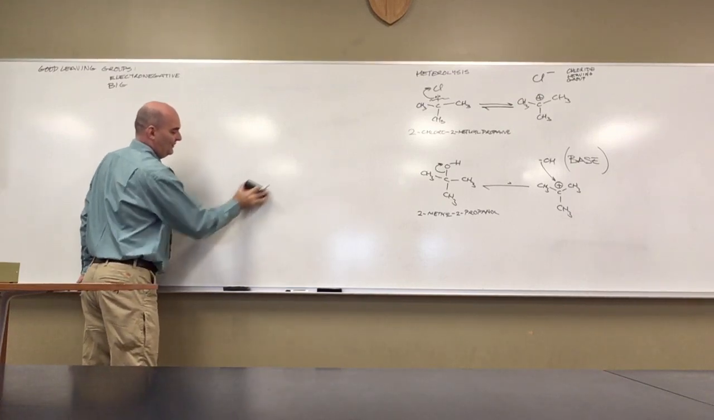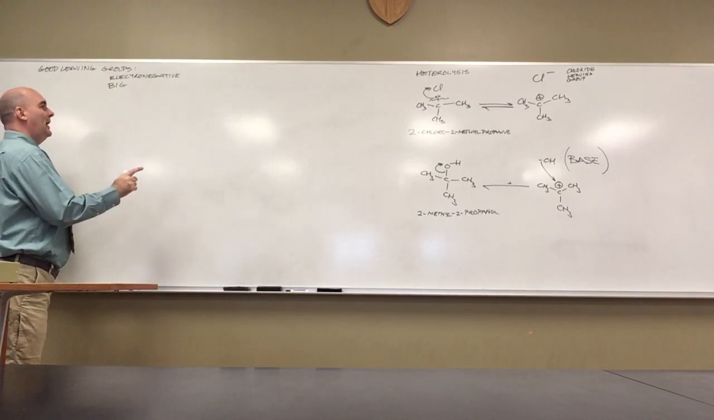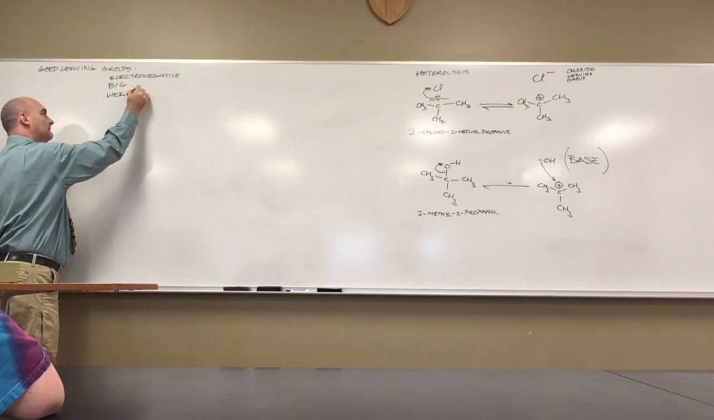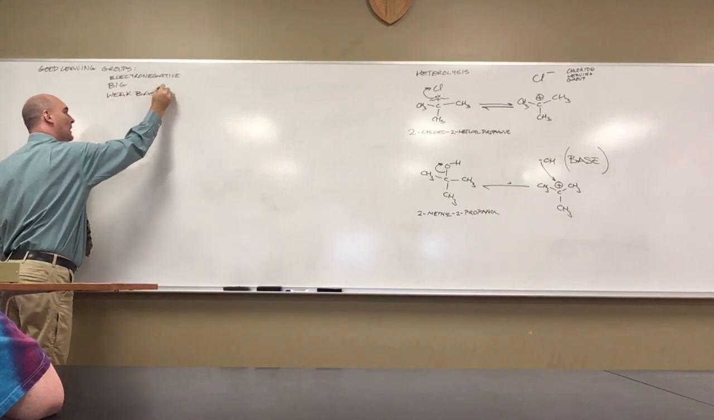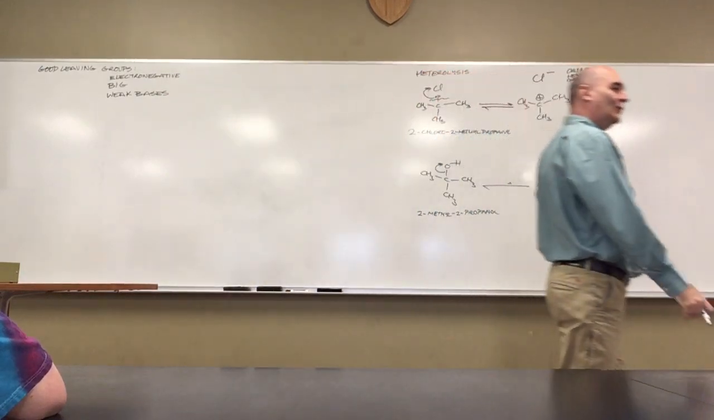So if the atoms are big and electronegative, fluorine is not a good leaving group. Big and electronegative, hey, I've got an advantage. And then they cannot be bases. They cannot be bases.